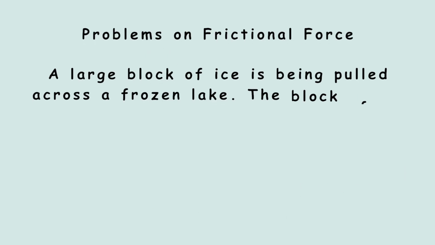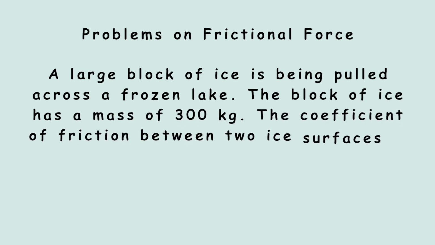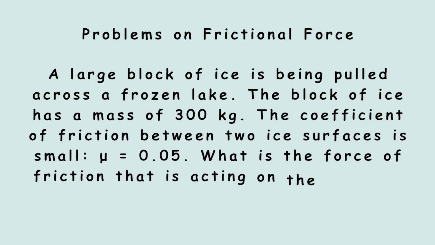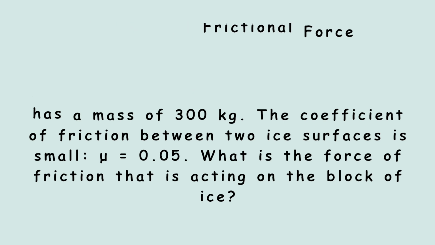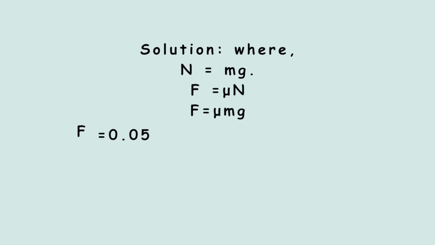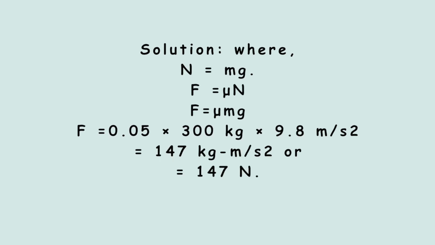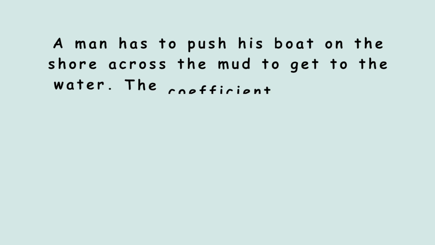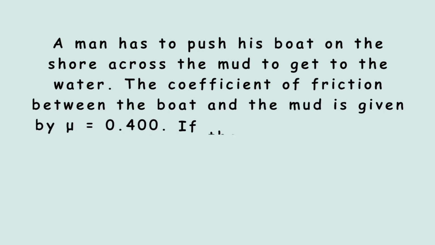Now we solve some problems related to frictional force. First read the problem carefully and take the data that is given: mass and mu. Mass is 300 kg and mu is 0.05. We already know the formula, just write the formula. F is equal to mu mg, substitute the values and we get the answer 147 Newton. Here we take g as 9.8 meter per second square, which is the standard value of acceleration due to gravity.